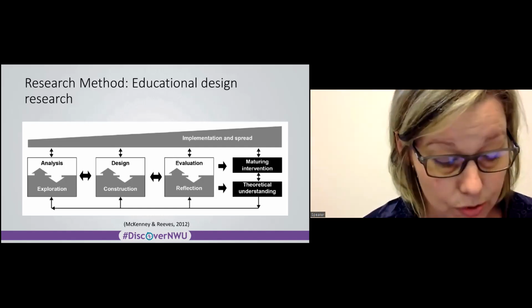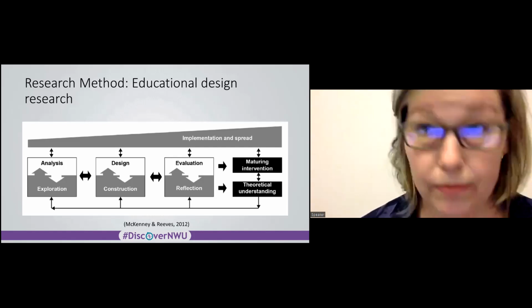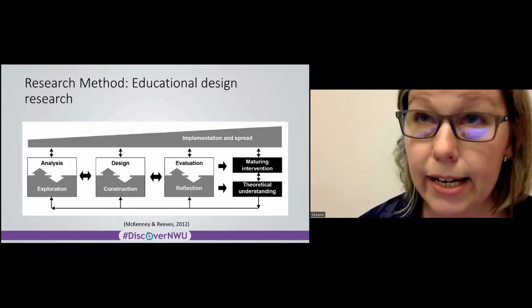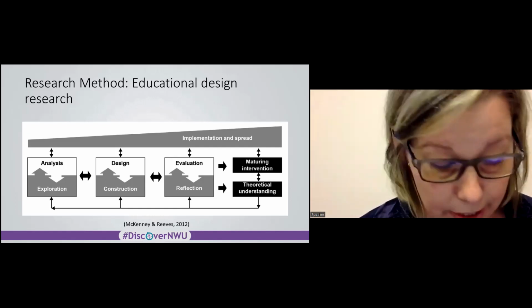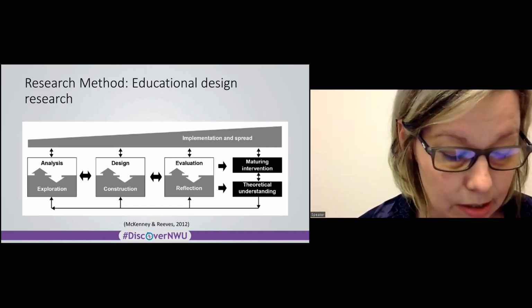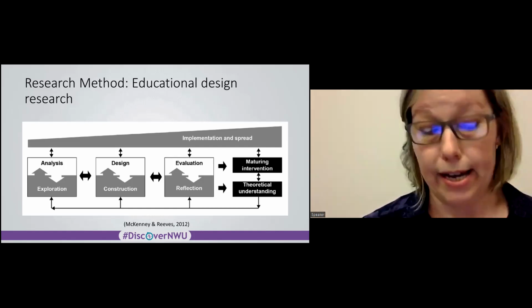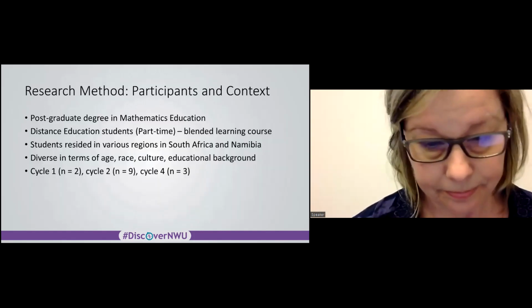And then the design and construction phase was to focus on the development of the initial design and then improvements on those designs. And finally, the evaluation and reflection phase involved the iterative testing and refining of the design over those 3 iterations.